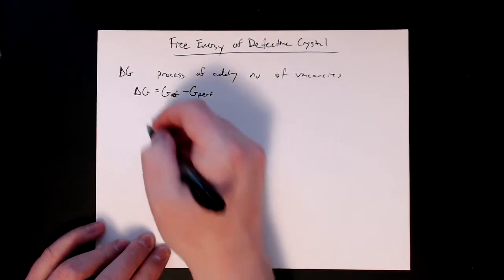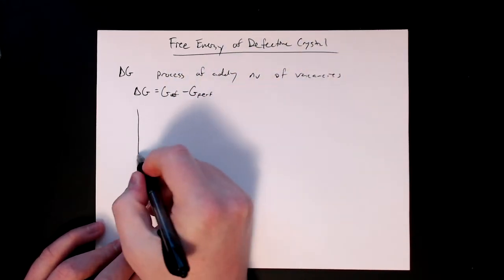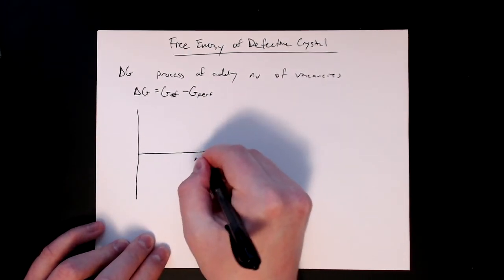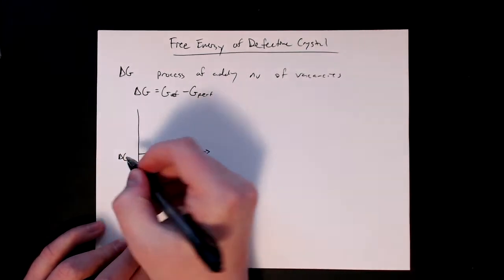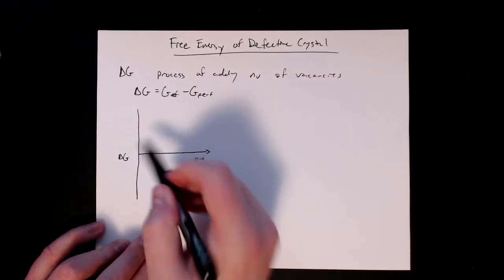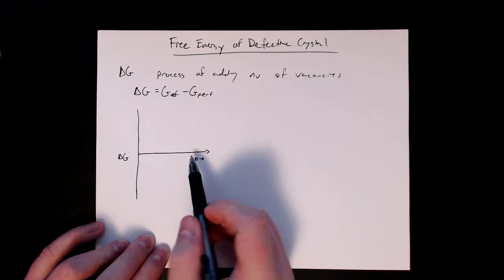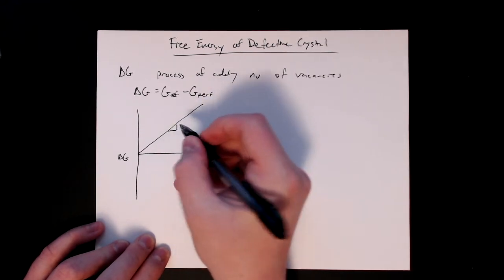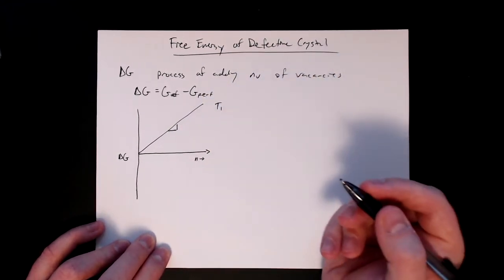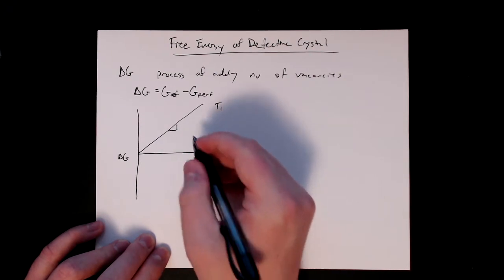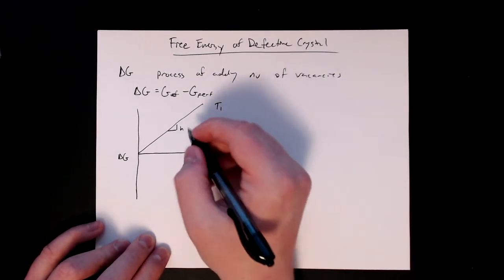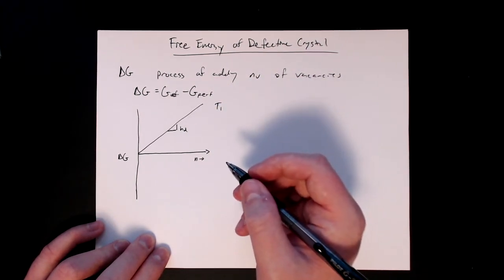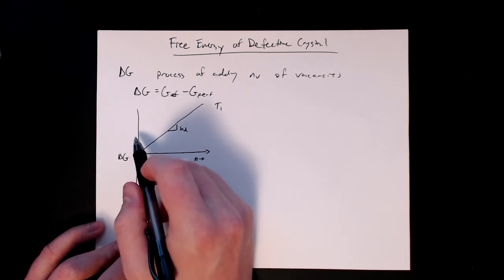And so what we're going to do is plot it and look at what this would look like. We're going to look at delta G, with the positive and the negative axis, as a function of the number of vacancies. And this is just at a temperature T1. If we plot the enthalpy, this raises linearly, and the slope is the enthalpy term. And that raises the free energy, right?